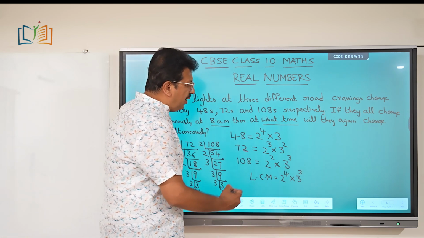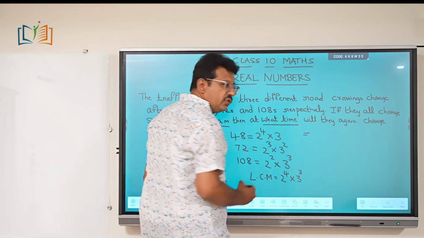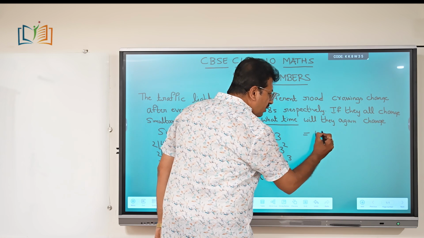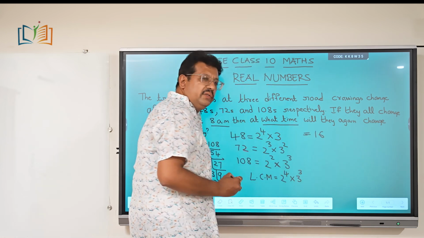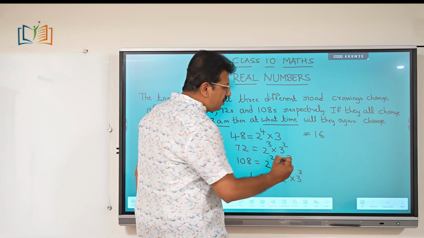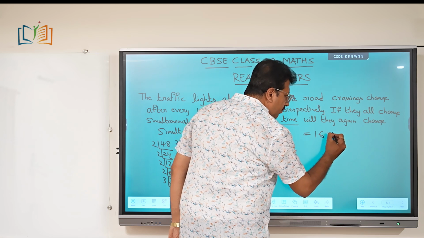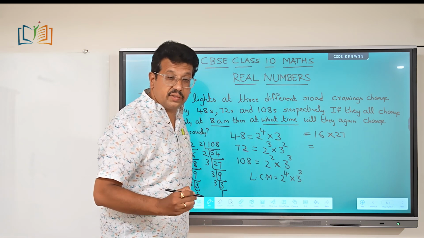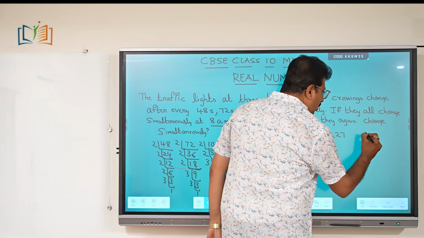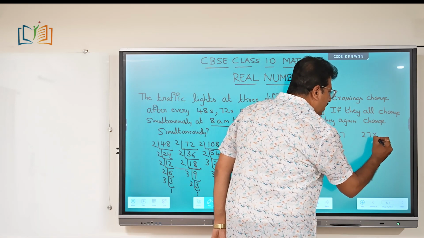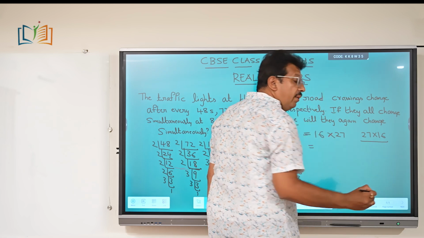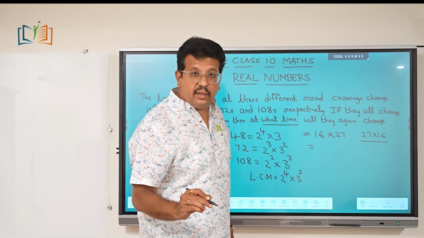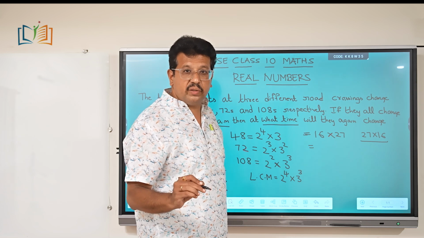So after this, the multiplication should be good. 2 to the power of 4 means 16, and 3 to the power of 3 is 27. This is very, very important. You need to multiply correctly without mistakes. So let us multiply in the working column: 27 into 16. Definitely I am telling you people not to use a calculator. Calculator is not allowed. Please try to do the multiplication.